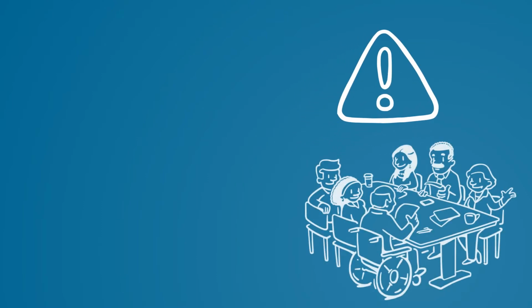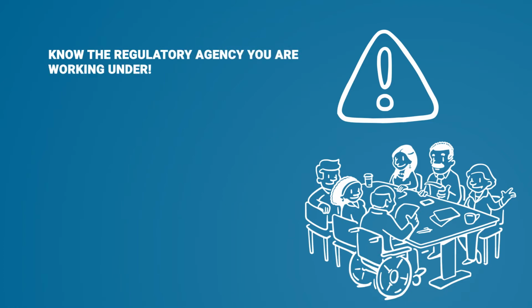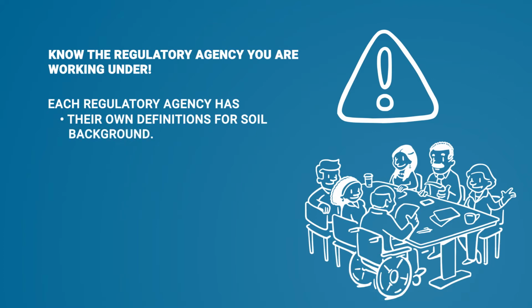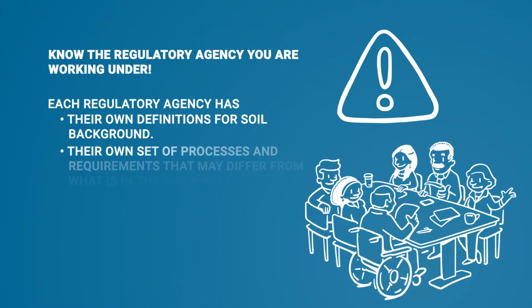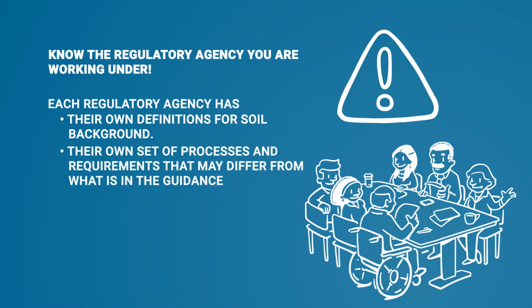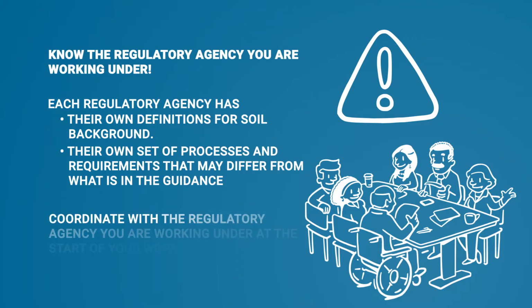This symbol indicates that we will be discussing a disclaimer or caution. The first caution is to ensure you know the regulatory agency you are working under. Each regulatory agency, be it federal, state, or local, has their own definitions for soil background. Each regulatory agency has their own set of processes and requirements. It is important to coordinate with the regulatory agency you are working under at the start of your project. So remember, check with your regulator first.